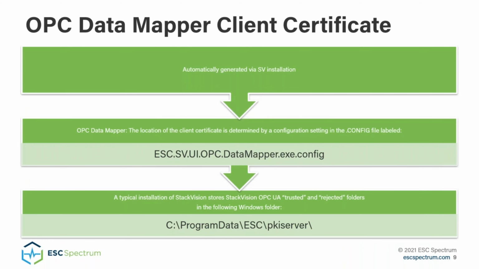That certificate is automatically generated via the StackVision installation, and the location of it is provided on this directory. This directory is wherever StackVision is installed. It can be installed either in the C or the D drive. And that D drive path would be StackVision, application, server, and then OPC. I'll have that written out in another slide. A typical installation stores those OPC trusted or rejected folders in this directory. Again, it just depends on where you install StackVision, but this is an idea of where you could find those certificates, whether trusted or rejected.